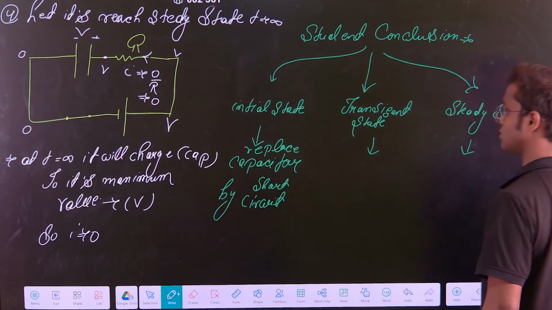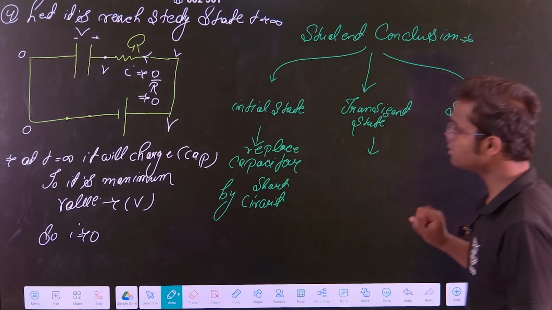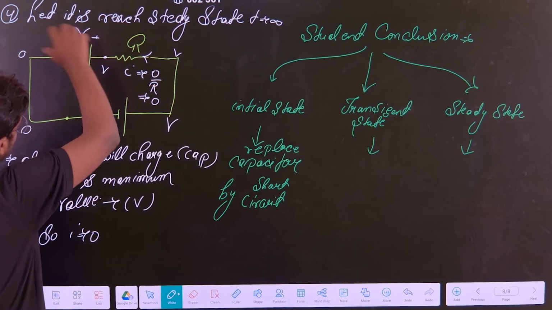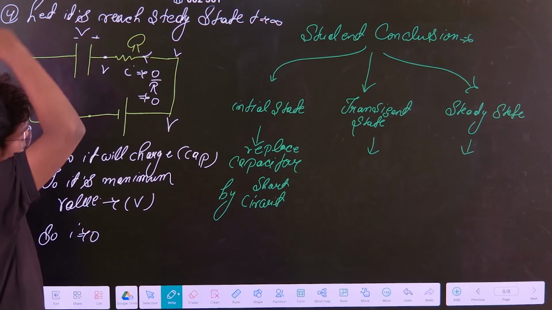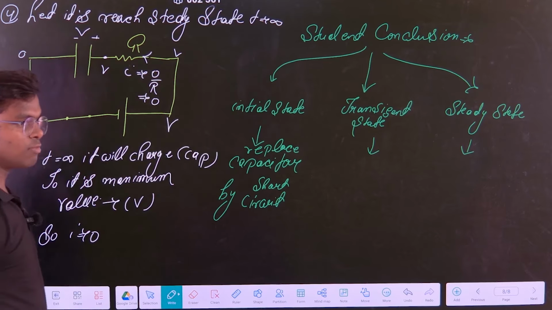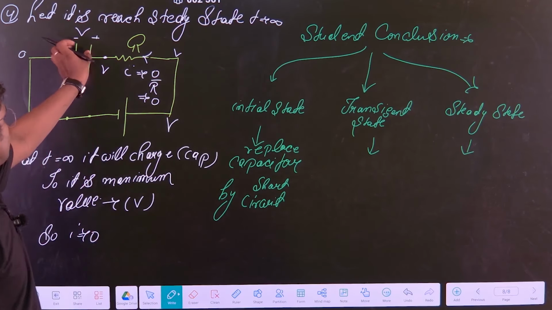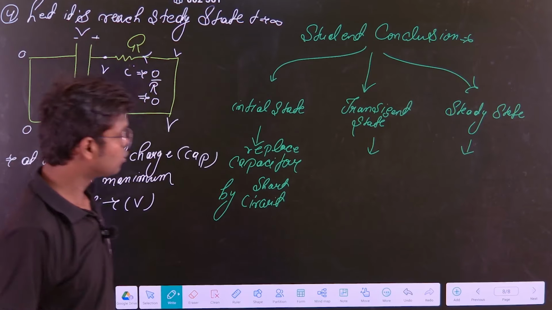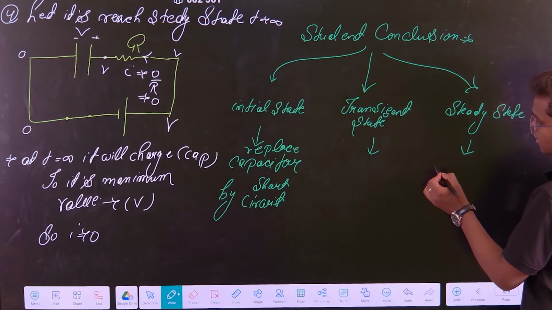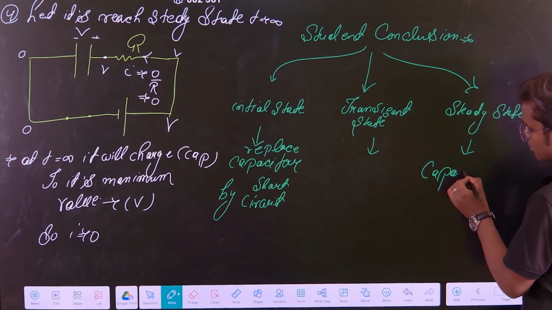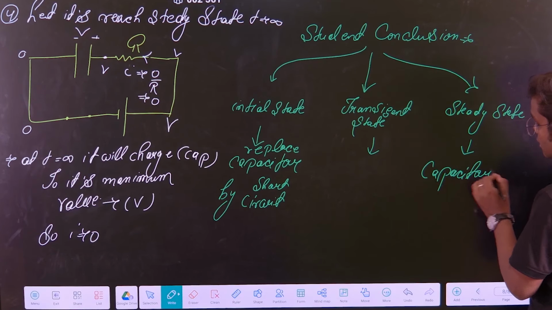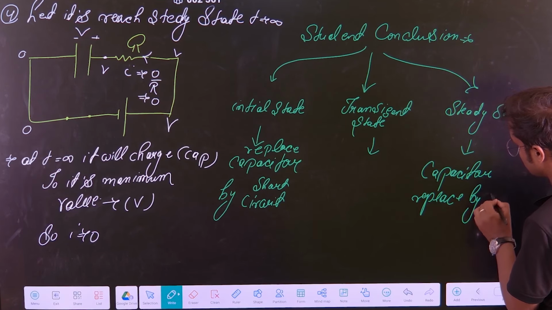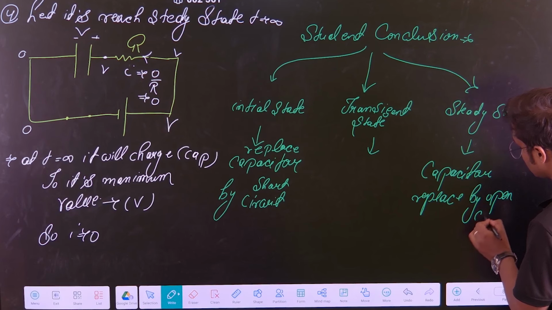By a short circuit. That is the thing. What is the steady state? In a steady state, what we have seen, sir, is that the current in the branch becomes zero. That means what we can say? We can say the capacitor now behaves as an open circuit. Yes or no? If I remove this capacitor, it will be an open circuit, and the current will automatically become zero. Correct? So I can say in steady state, a capacitor is replaced by an open circuit.